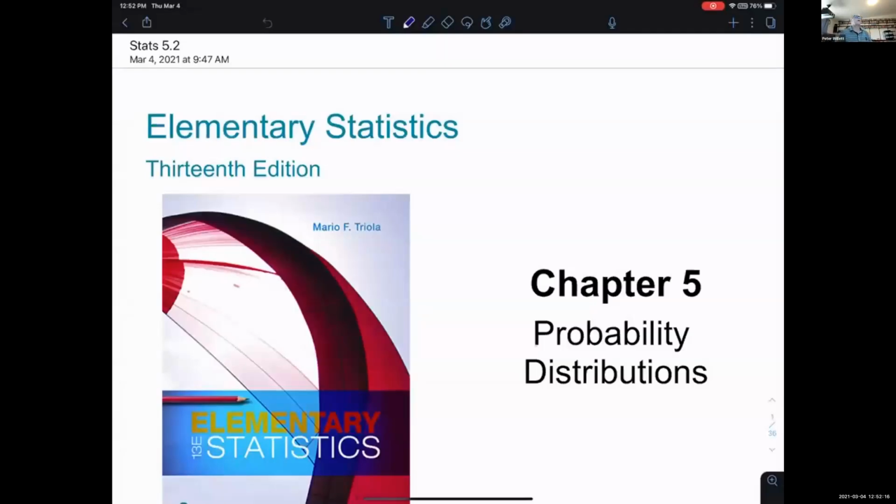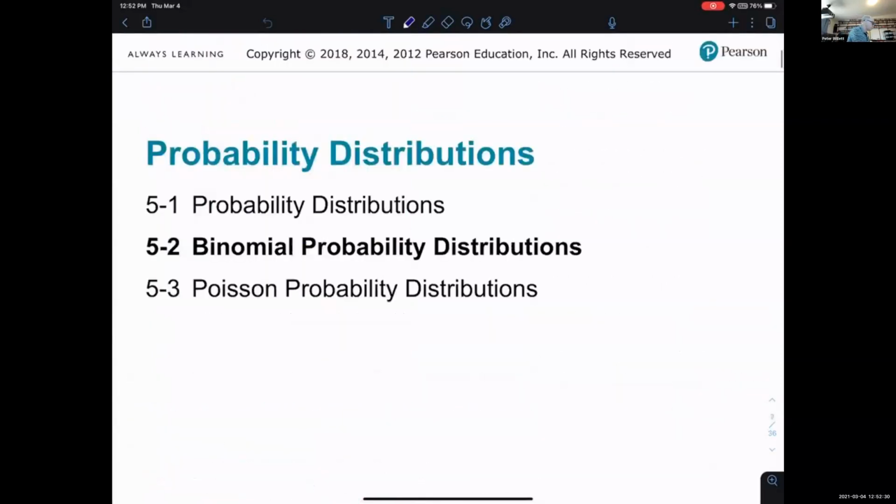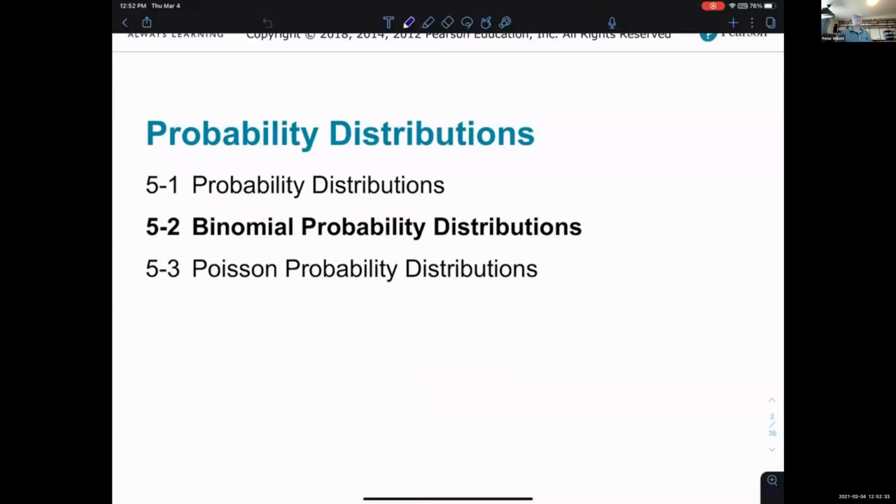So we're in chapter 5, and we want to introduce section 2. Chapter 5 has 3 sections, and they're all about probability distributions. The first section introduced the idea of a probability distribution. And now in the second section, we are going to look at a particular kind of probability distribution called a binomial probability distribution. And then the chapter finishes in section 3 by looking at a different kind of probability distribution called a Poisson probability distribution.